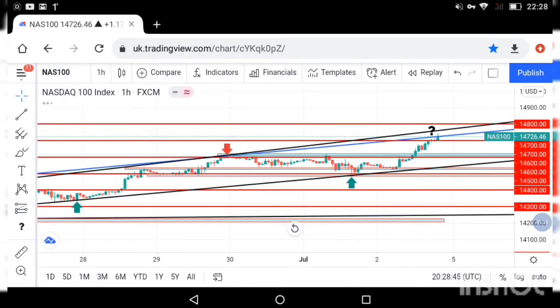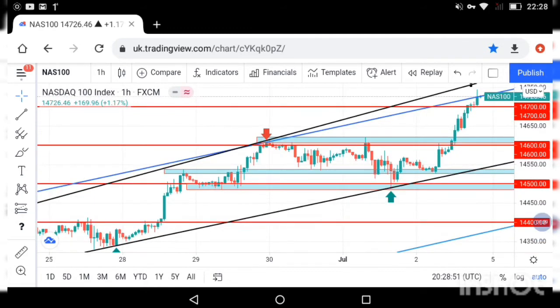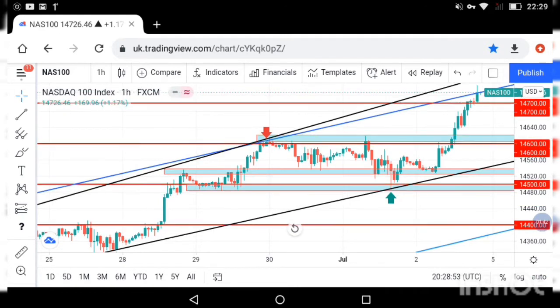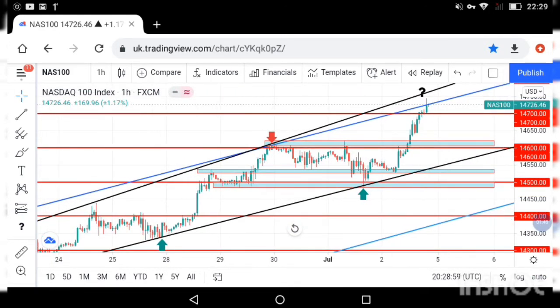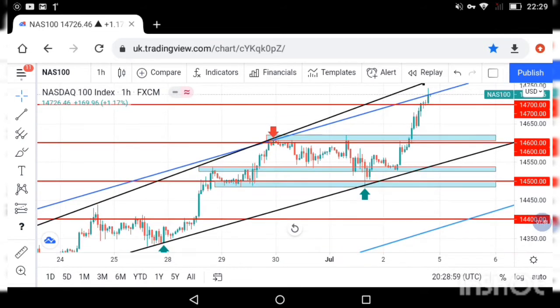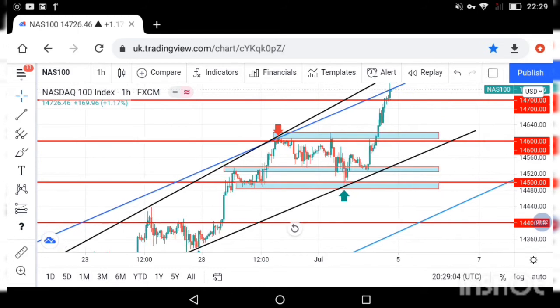As you can see on the 1-hour time frame, we've got another channel within a channel. Someone was just speaking about something like this not so long ago. The market has created some kind of a 1-hour trend line channel. I'm just going to unzoom it so that you can see it the right way.